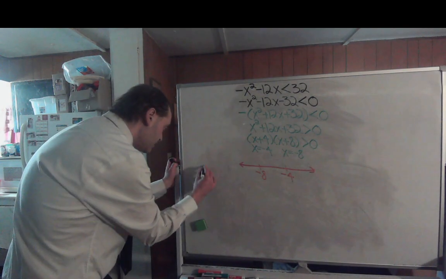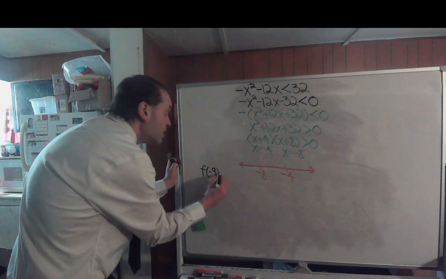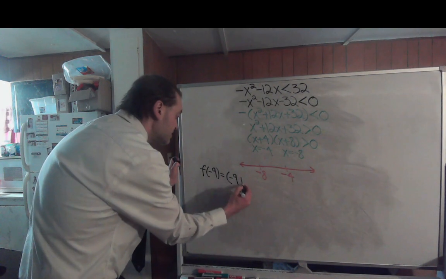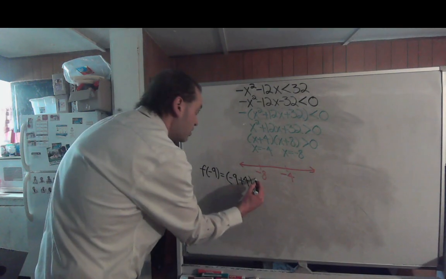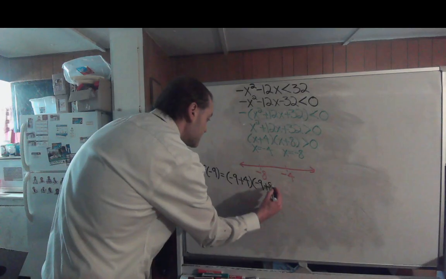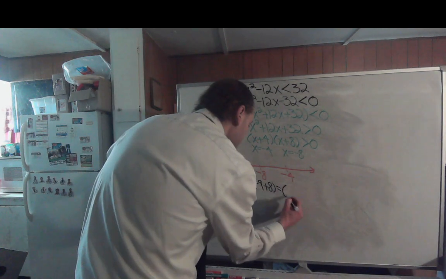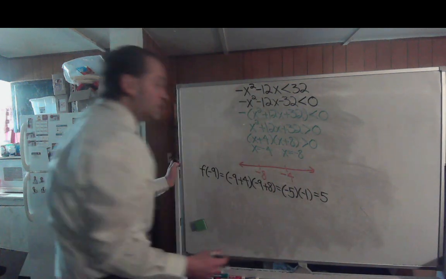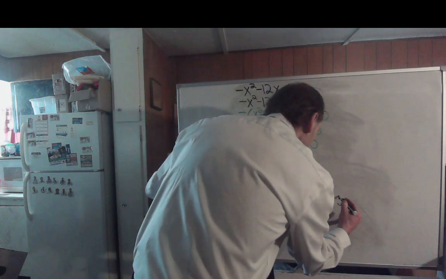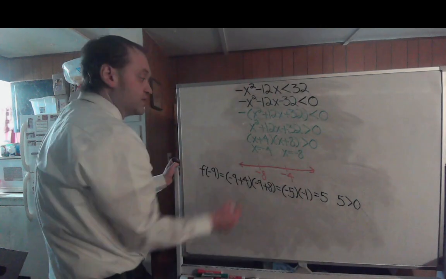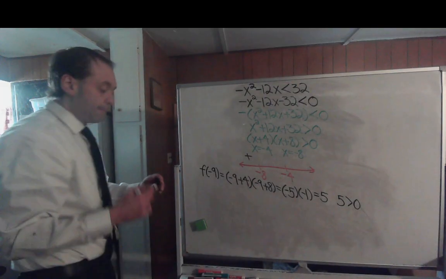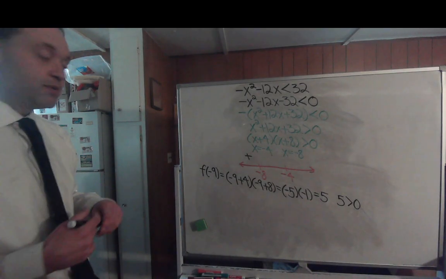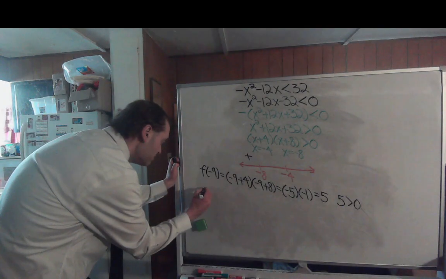So f of negative 9 would equal the quantity of negative 9 plus 4 times the quantity of negative 9 plus 8, which would end up equaling negative 5 times negative 1, which would actually equal 5. We know 5 is greater than 0, so that checks out. It's actually positive. Next, we need to test the interval between negative 8 and negative 4, so pick any value between them. We'll do negative 6, since it's in the middle.